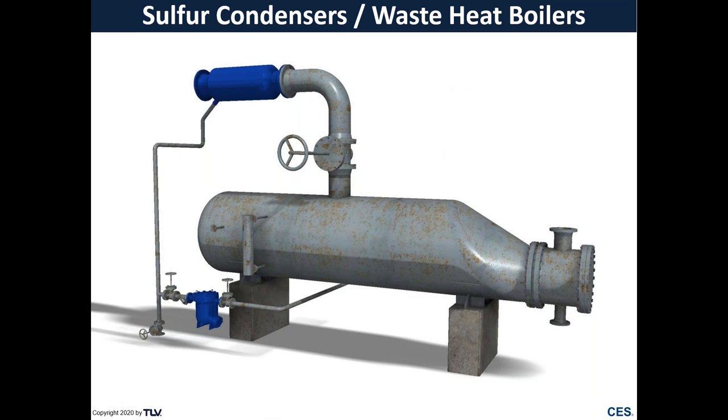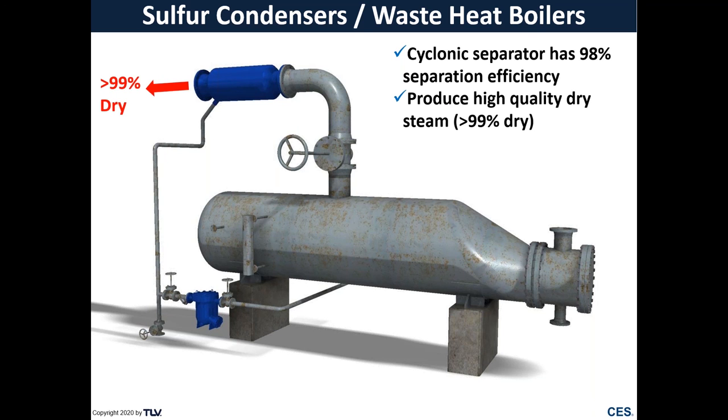So to fix this problem, we're going to want to make sure that we've got a properly sized cyclonic separator. And TLV designs these separators to have a 98% separation efficiency, meaning that if 10% of your steam flow is actually entrained water, then the separator will help produce steam quality upwards of 99.8%. And a big part of making this function well is a properly sized high capacity steam trap. We'll typically recommend a trap with capacity of about 10% of the full design steam production capability of that waste heat boiler to make sure that condensate is quickly drained and does not back up into the separator.